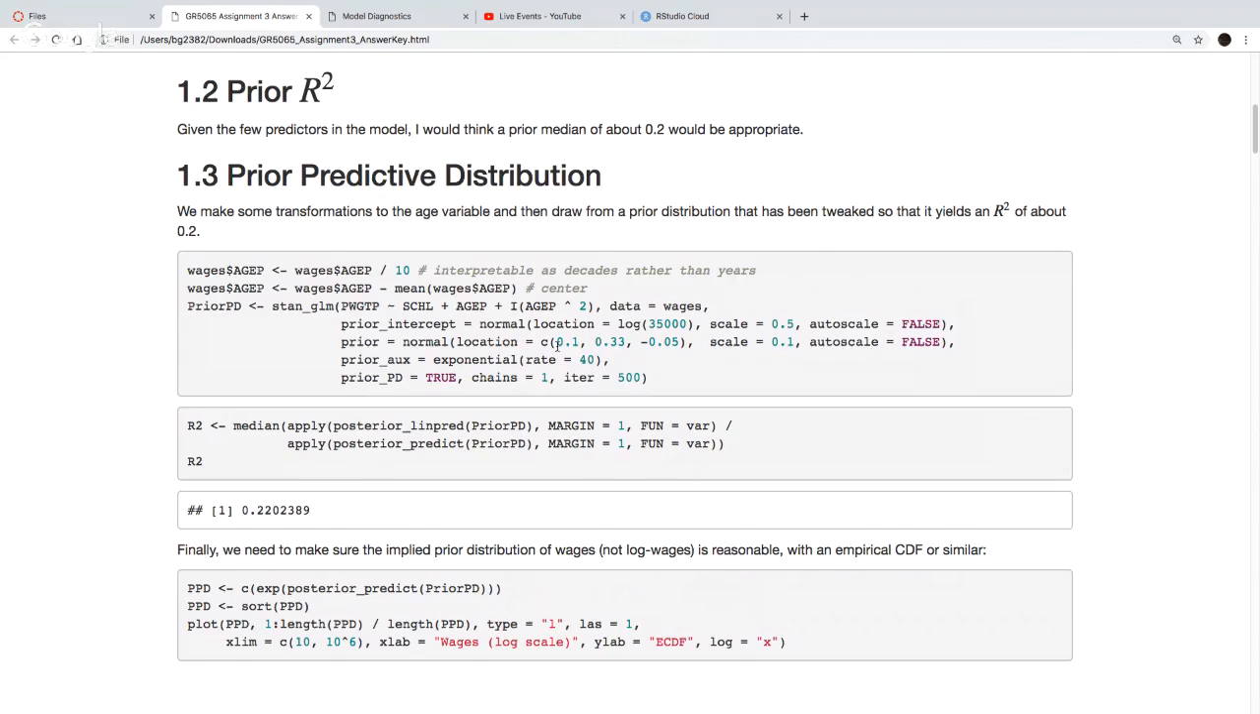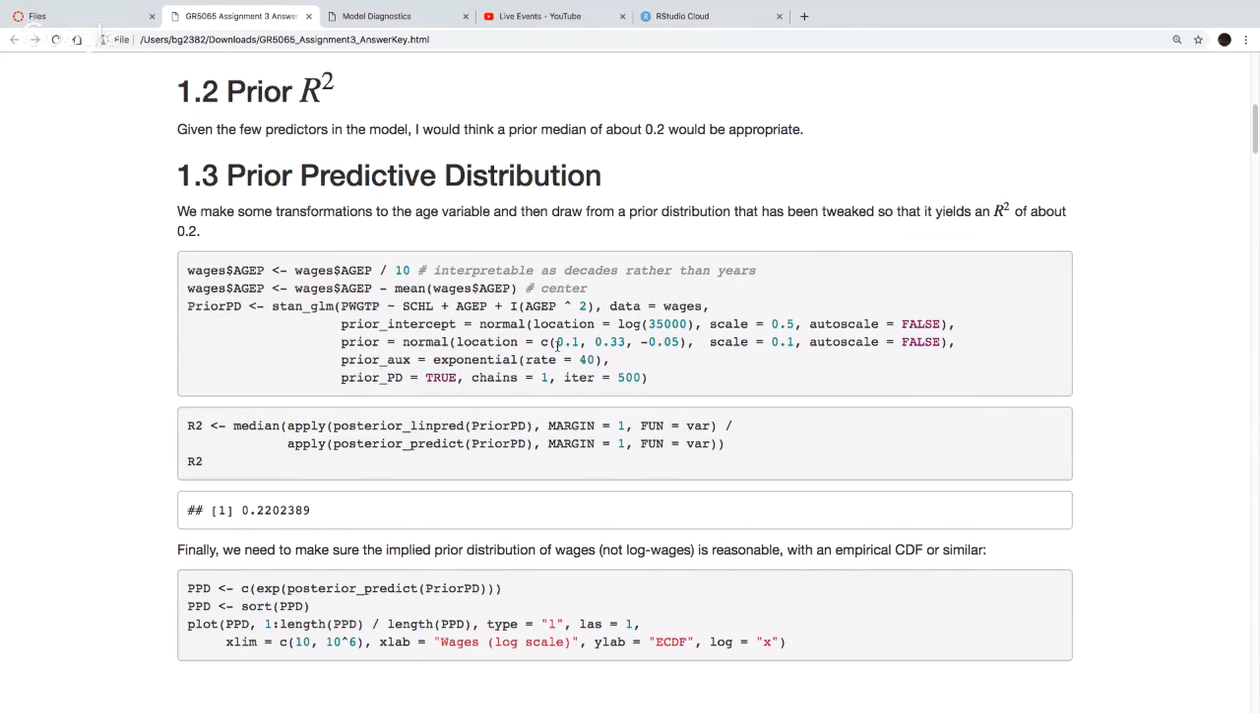And then some exponential prior on the standard deviations. Again, that is going to be in terms of the rate, which is the reciprocal of the expectation. So those are also going to be pertaining to log units. I used about a rate of 40, which may have been a bit too big. Anyway, prior PD is true.